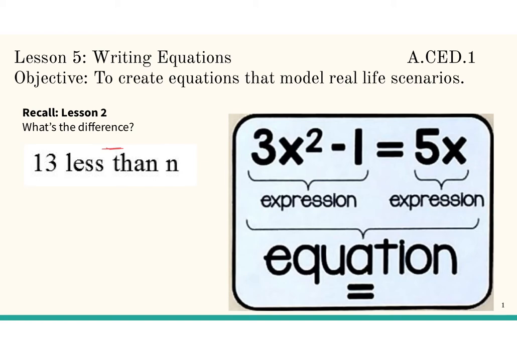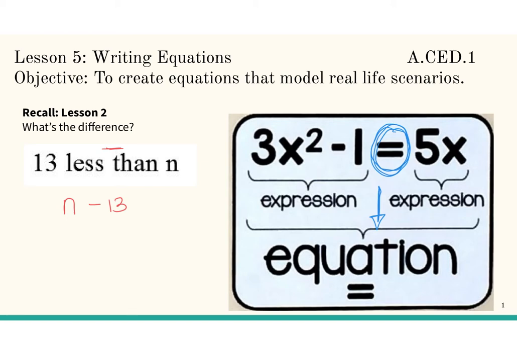And this was one of the tricky ones because less than means that we're taking away from n. So n minus 13 would be the mathematical equivalent to that sentence. Now, for lesson 2, we were writing expressions. For lesson 5, we're going to write equations. The difference is the equal sign. Whenever there is an equal sign in some expressions, that is actually an equation.